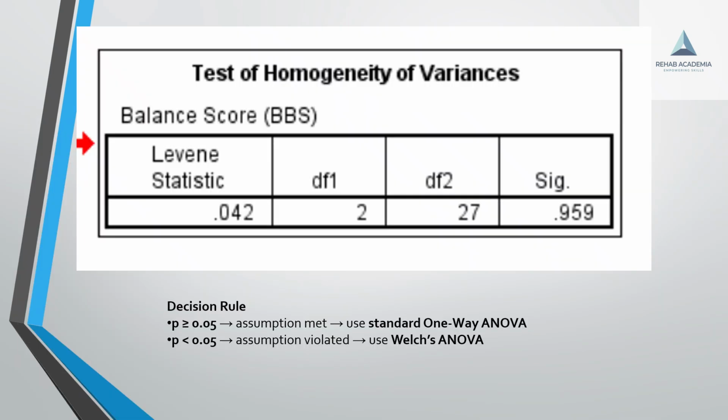Okay, now coming to Levene's test. Levene's statistic shows 0.042 and p-value 0.959. Because the p-value is much greater than 0.05, the assumption of homogeneity of variance is satisfied. This indicates that variability in balance score is similar across conventional therapy, task-oriented training, and virtual reality training groups. A non-significant Levene's test is a good result. It means ANOVA assumptions are not violated.